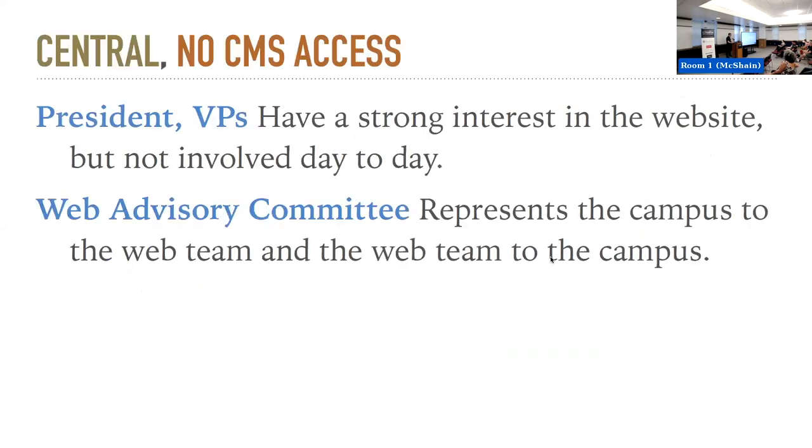So quick run-through of who those people are, right? Your president has a strong interest in the website, but should not be involved day to day. Same with the web advisory committee, right? They're those people who are going to represent what the campus wants, and ideally also represent back to the campus how the web team is actually doing those things.